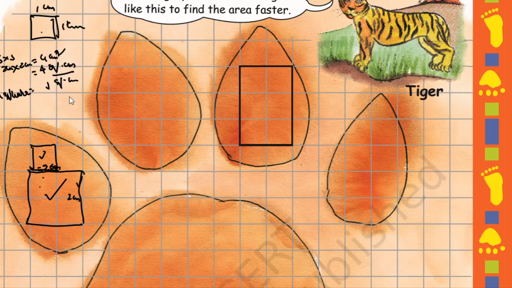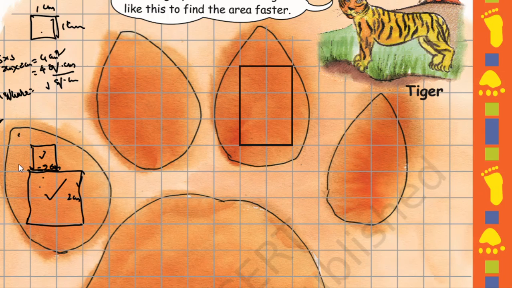Now that means we can take half. Suppose greater than half is there. Greater than half means we can take it as a full square. So how many such halves are there? Halves means greater than half. We can take this one as greater than half, and this is also greater than half. This is the full, this is the half and this is the half. Suppose here, is it the half? It is greater than half.